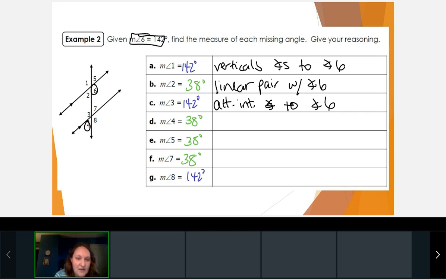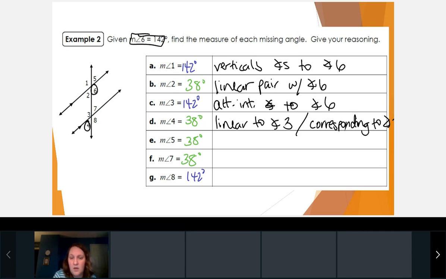So I can relate it to angle 4 or angle 3. I could relate it to angle 2. I could relate it to either angle 3 or angle 2. So if you want to relate it to angle 3, you can say it's a linear pair to angle 3. Or you could have also said that it was corresponding to angle 2. Either one of those would have been okay. That's it. 2. There we go.